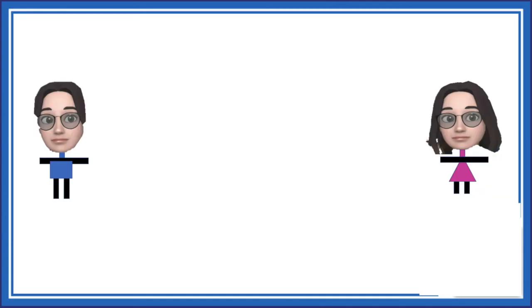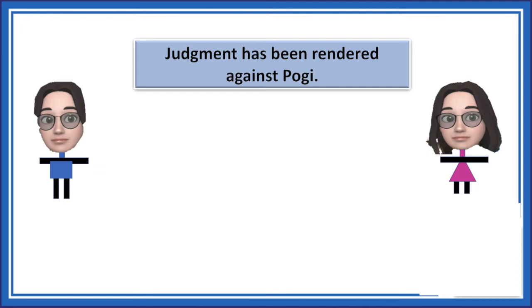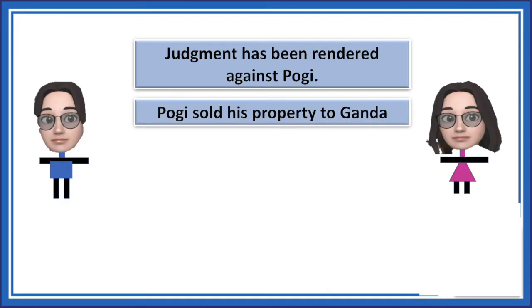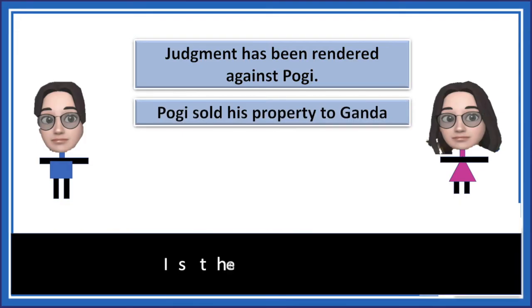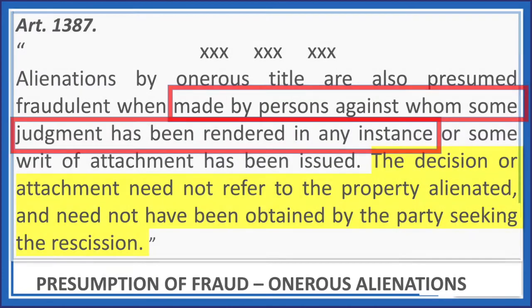Okay, let's take an example. Ganito. If after nung judgment has been rendered against Pogi, etong si Pogi, binenta niya ang kanyang property to Ganda. So, yung question is, is the sale presumed fraudulent? The sale is presumed fraudulent because it was made after a judgment had been issued against Pogi. Pero, kung nangyari, nabenta na ni Pogi ang kanyang property before pa yung judgment, so, walang presumption na fraudulent yun. Pero kung may judgment na, tapos binenta mo pa yung property mo, magkakaroon ng presumption na it was done to defraud your creditors. Okay? Malinaw ba?